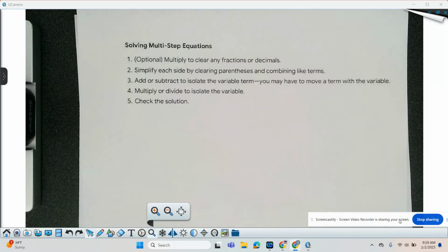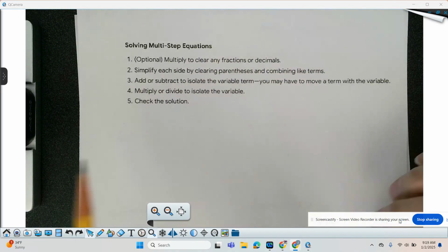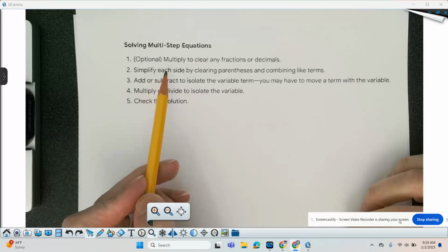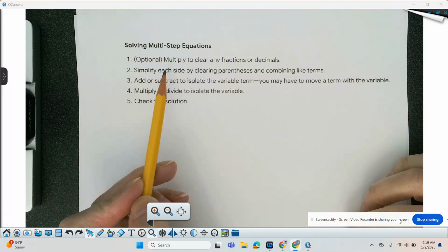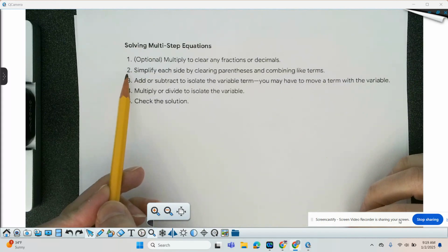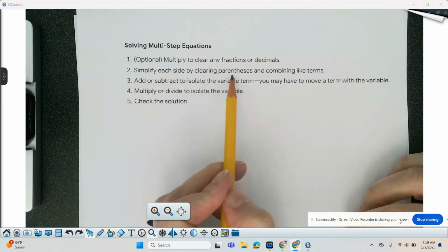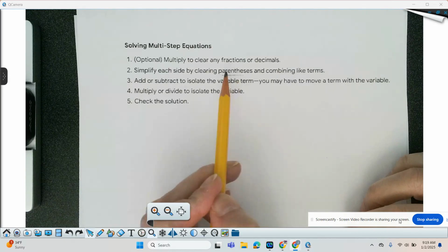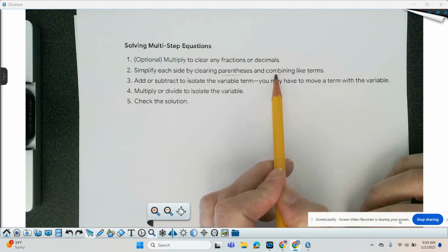Okay, today we're going to be talking about solving multi-step equations. So just a couple quick steps right here. The first thing, obviously it says it's optional, would be you could multiply to clear out any fractions or decimals that you may have. Most of our problems today are going to start with just simplifying each side by clearing your parentheses first, and then we're going to combine our like terms.